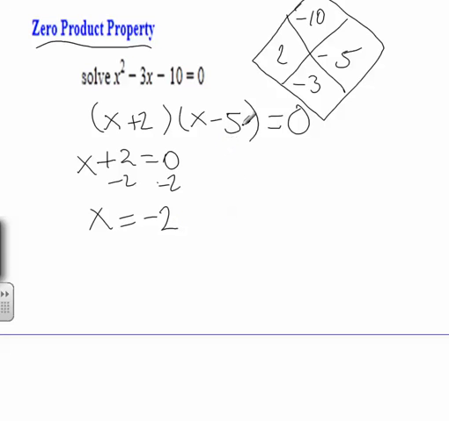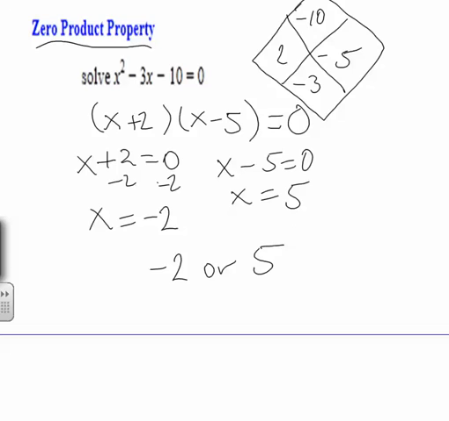And the second solution comes from this one. Well, what if this was the factor that was equal to 0? If this was the factor that was equal to 0, it would look like this, and x, to make that true, would be 5. So the solution is negative 2 or positive 5.